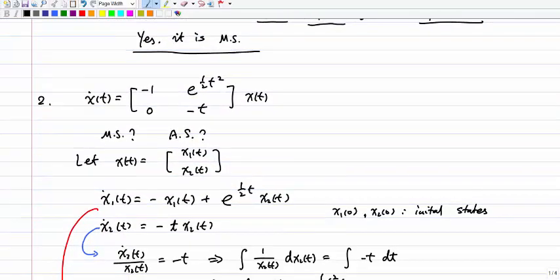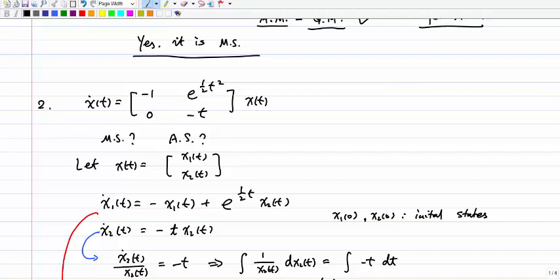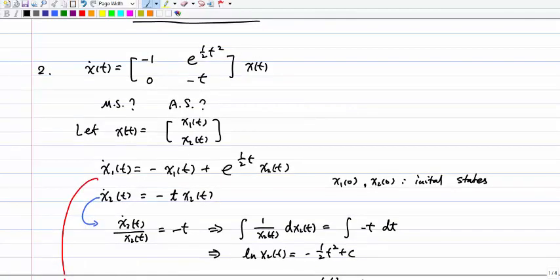Now let's go to question number 2. Number 2 is also to check marginal stability and asymptotic stability, this time for a linear time-invariant system. Typically for a linear time-varying system, it's a little bit hard to check marginal and asymptotic stability. A lot of times you can just calculate the solution, assuming some initial condition, and then check if it is bounded.